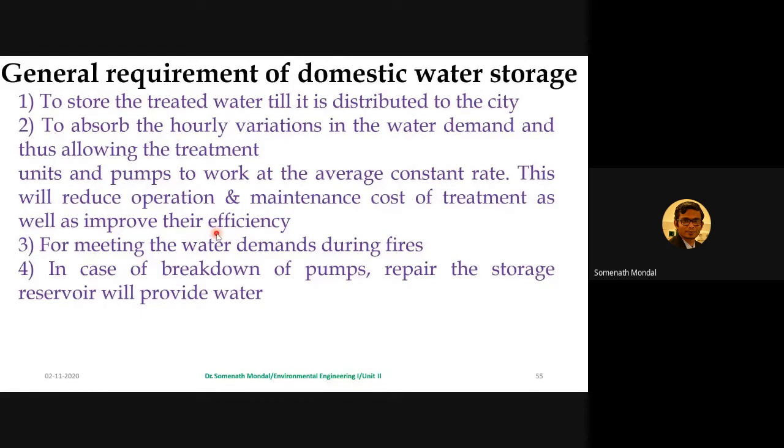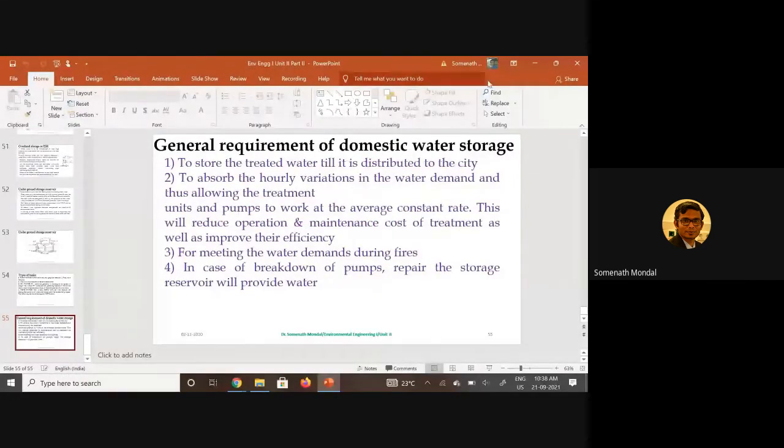So these are the different requirements of domestic water storage which I wanted to discuss, and with this we'll finish this particular module and move to the next module. If you have any questions, you can ask me, or otherwise I'll move to the next module.